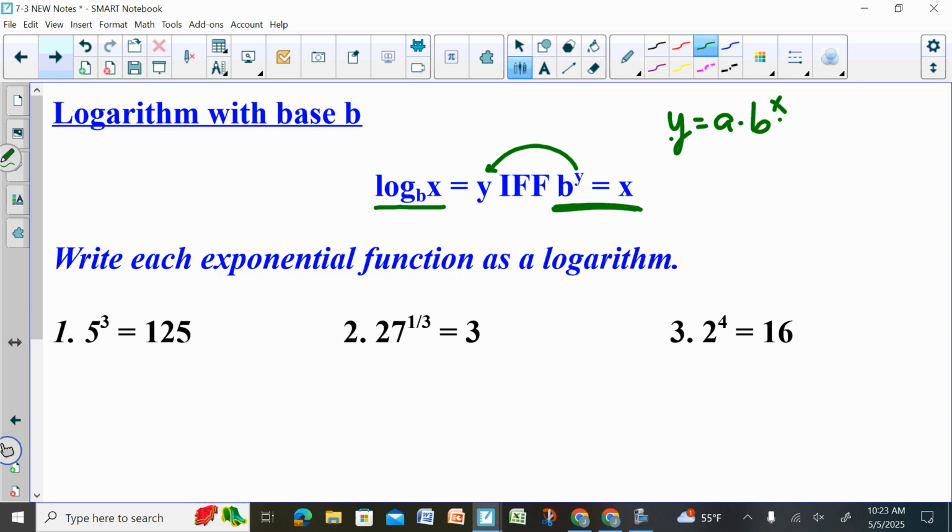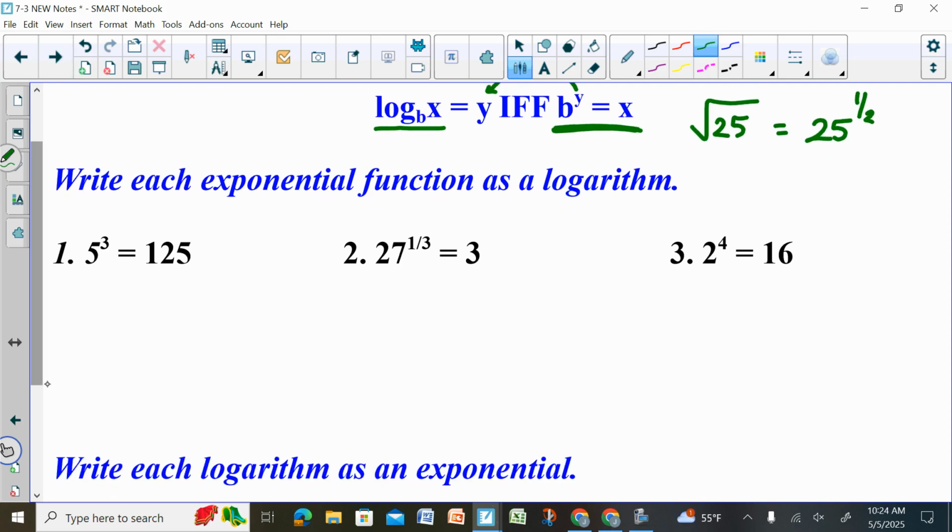Kind of the same thing as, we learned that you can rewrite the square root of 25 also as 25 to the 1/2 power, right? They're both saying the same thing, just slightly different. So this first part is just rewriting them. Rewrite each. All of these are written with the exponents. We want to bring in the word log. Okay, so it does help to have that.